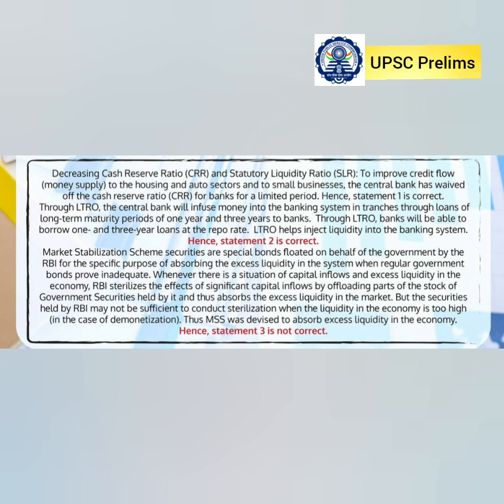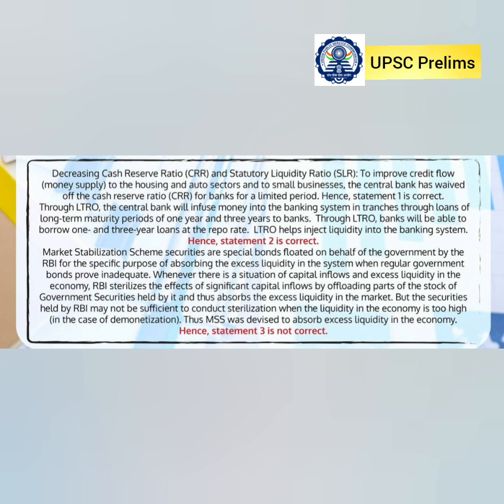Through long-term repo operations, the central bank will infuse money into the banking system in tranches through loans of long-term maturity periods of 1 year and 3 years to banks. Through this long-term repo operations, banks will be able to borrow 1 and 3 year loans at the repo rate. Long-term repo operation helps inject liquidity into the banking system. Hence, statement 2 is also correct.